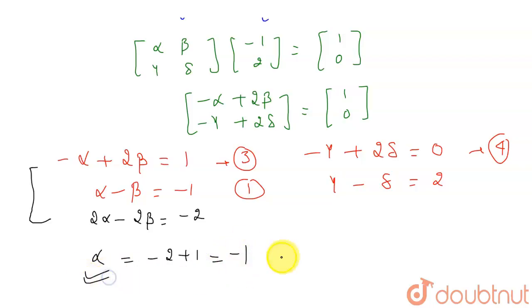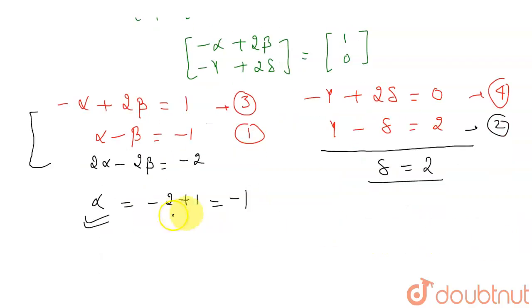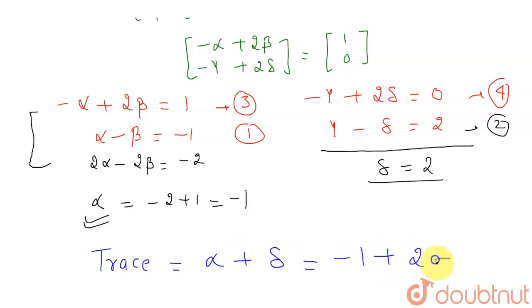So we have found the value of alpha. Now let me find the value of delta. To find delta, I can sum my second equation and my fourth equation. If I sum, minus gamma plus gamma gives 0, and 2 delta minus delta gives delta. So delta comes out to be 2. Alpha we have found to be minus 1. So the value of the trace is alpha plus delta, which is minus 1 plus 2, which comes out to be 1.